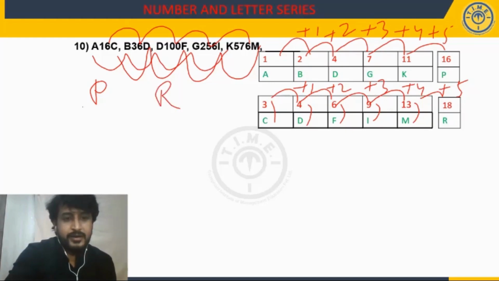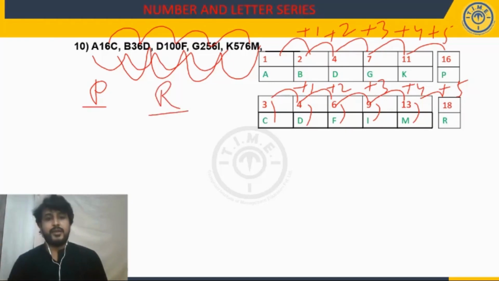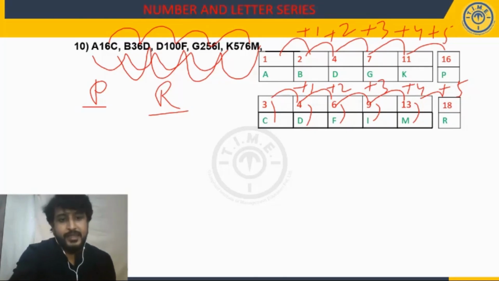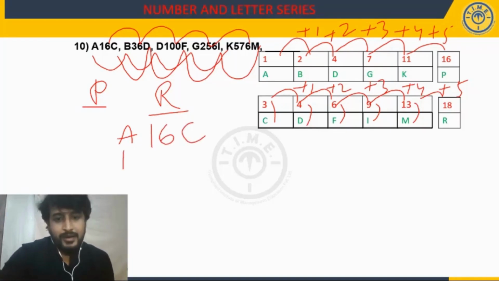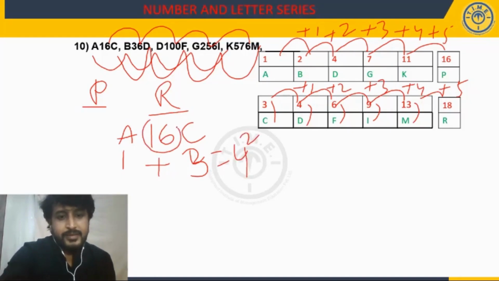So we identified the first letter and the third letter. Now identify the given numbers and how each number is obtained from the given letters. That is important for us. Okay, now let's see A16C. What is A's place value? 1. And C's place value? 3. What is the sum of these two? 1 plus 3, 4. And the 4 square? 16.